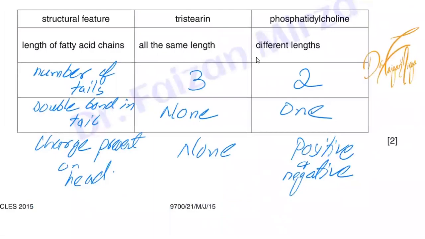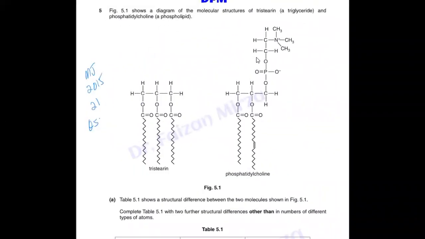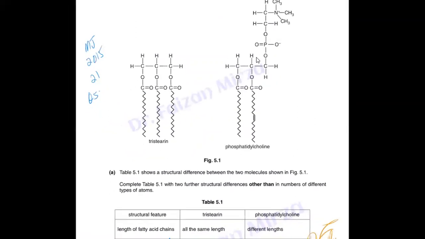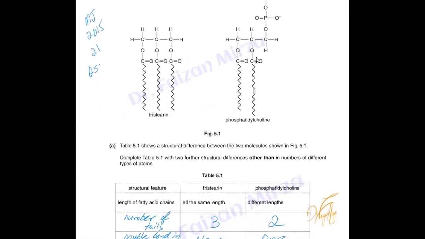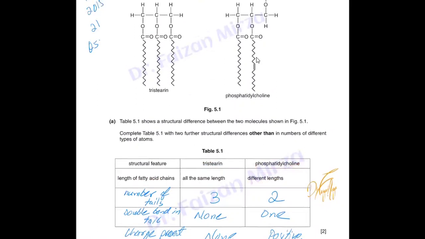Okay, so this question came in variant 2015, variant 21. They have shown us a diagram of tristearin, a triglyceride, and a phosphatidyl, a phospholipid. They are saying that the structural differences between the two molecules are shown in figure 5.1. The table is given to us. They want two structural differences other than the number or types of atoms in the table. So they have mentioned length of fatty acid that are all the same and different lengths. So you have to compare these two phospholipids together.